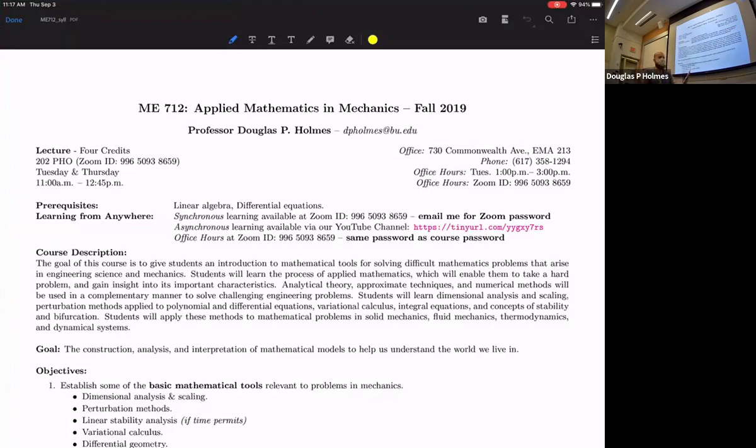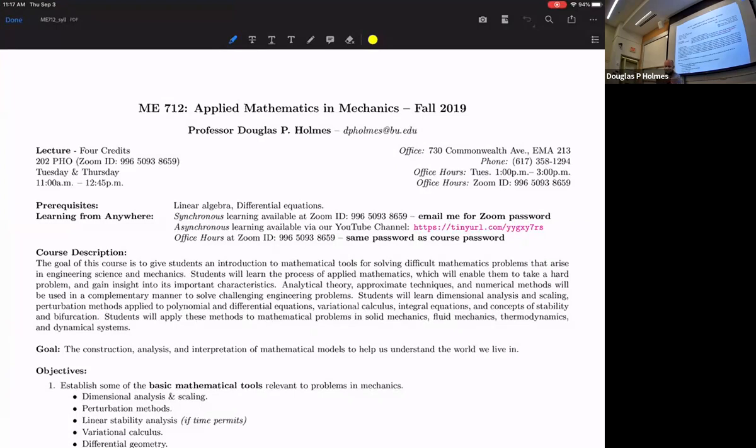So what is this class, I guess? This class is meant to give you some of the mathematical tools that will hopefully help you throughout your PhD. Some of your master's students, this will help you in applying these techniques to other courses you'll be taking, or learning some ways of doing things numerically or analytically that can help you in whatever you do in the future.